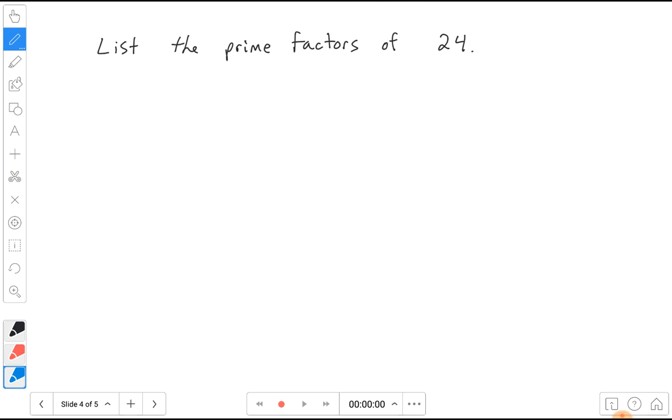Let's list the prime factors of 24. So first we have to list all the factors, and then we'll identify out of that list which ones are prime.